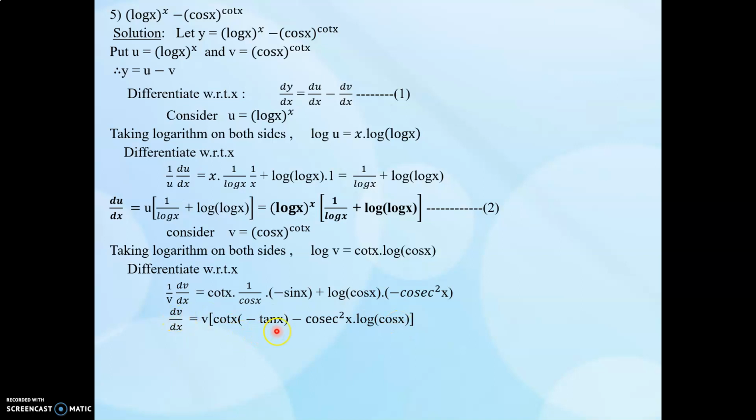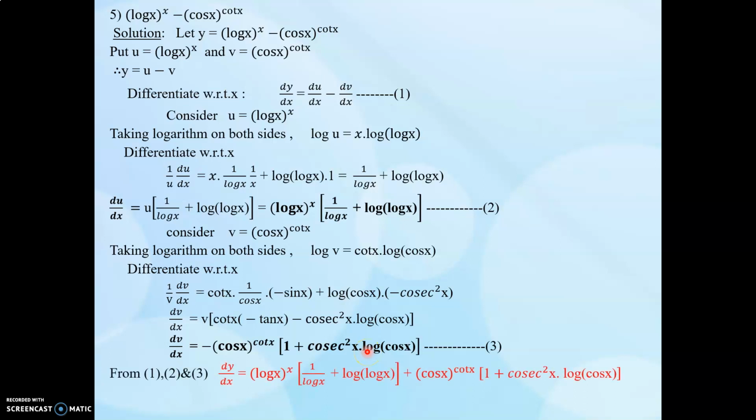Cot x into tan x is 1. So minus, we can take it out from this term as well as the second term. So minus of cos x raised to cot x into tan x is 1 plus this full term, as equation number 3. So from equation number 1, 2, 3, all this we have substituted and we got the answer like this. Minus into minus will become plus, because the first term consists of du upon dx minus dv upon dx, and the second term consists of minus, so minus into minus is plus. That is why here plus.